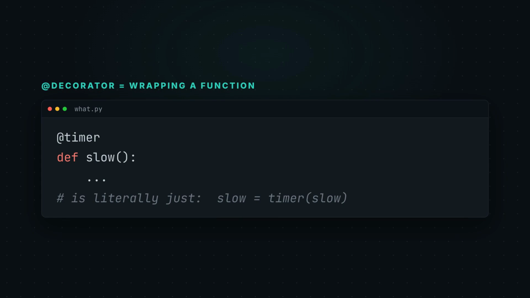So what's the @? A decorator takes your function, wraps it in extra behavior, and hands back the wrapped version. @timer above slow is literally just slow equals timer of slow. That's it. No magic. Just a function that takes a function.